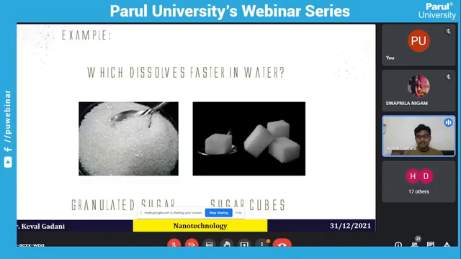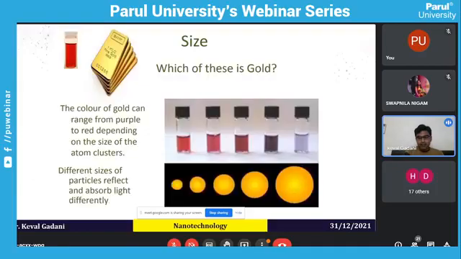So my dear students, I'm not talking about gold itself, because you know the price of gold is very high nowadays, but about gold nanoparticles. Here you can see the color of gold can range from purple to red, depending on the size of the atom cluster. Now you can see this liquid of gold nanoparticles, and they have different colors. Why the different color? Because of size. The optical property differs because different particles have different absorption and reflection properties. So we can see the different colors of gold nanoparticles.